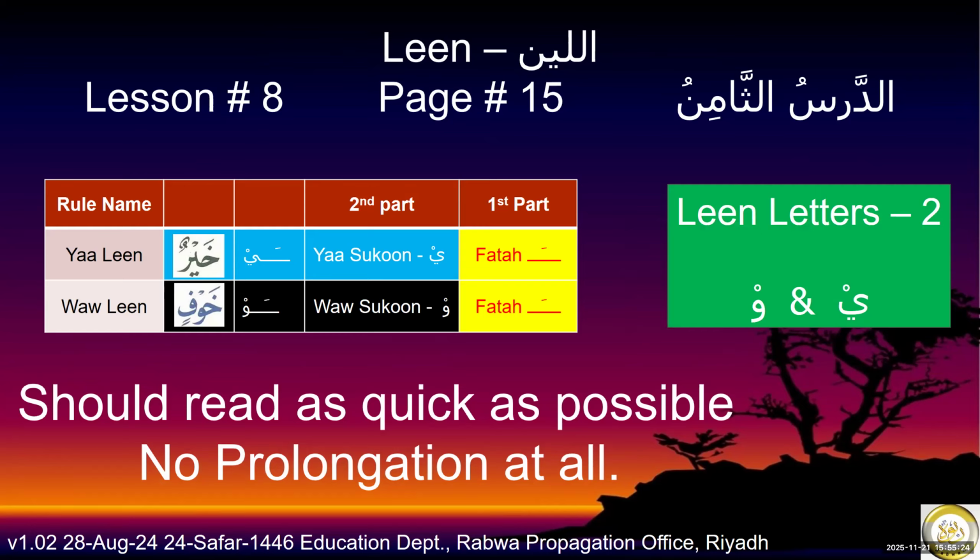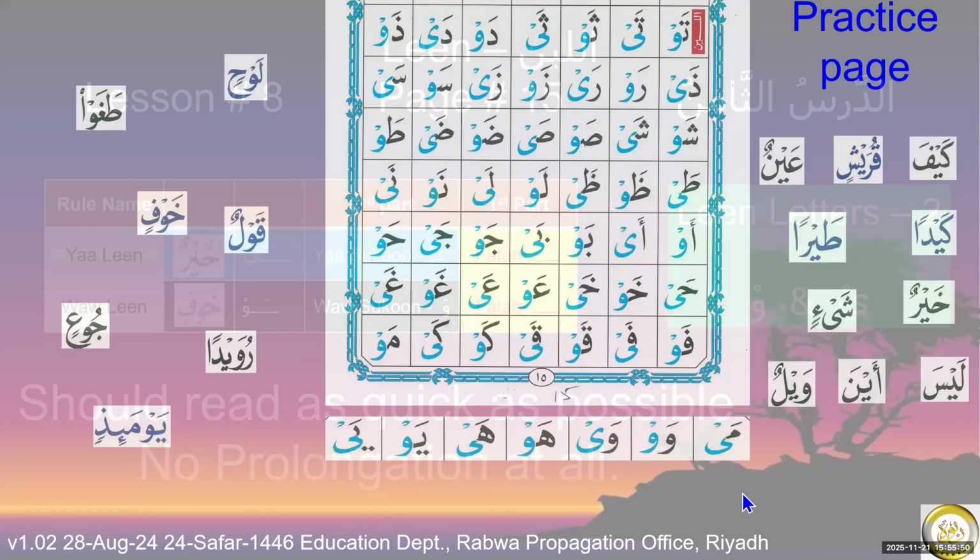Unlike in the mad, which can have fatha or kasra or dhamma, the lean must have fatha on it. The letter must have fatha on it, then followed by ya sukun or waw sukun. Then only it is, sorry, without prolongation. This must be pronounced as quickly as possible. It is like something you have in your hand and falling down fast. So this effect should be very fast without any prolongation.